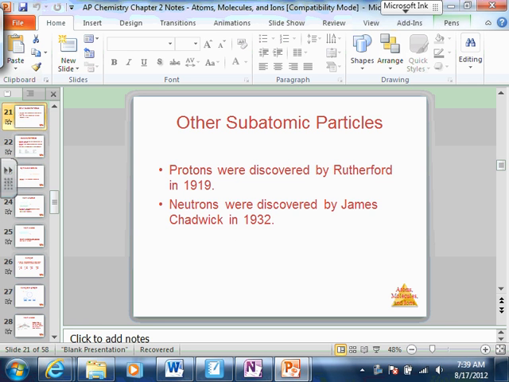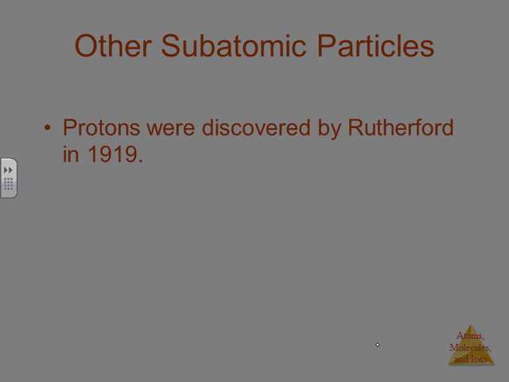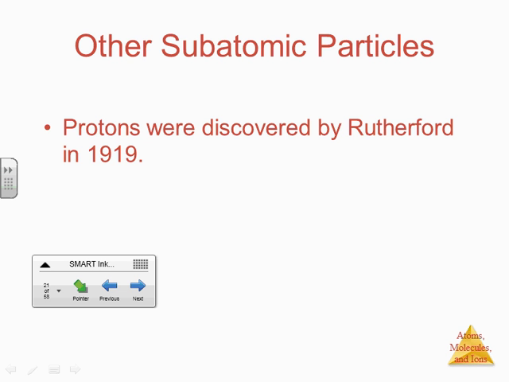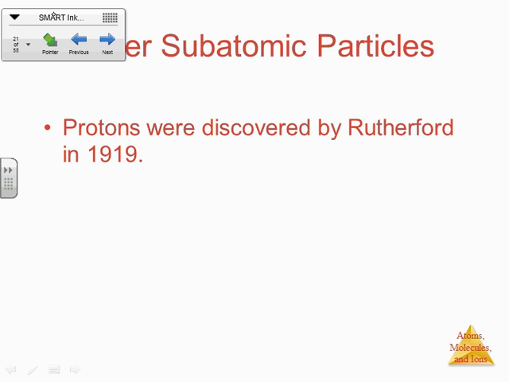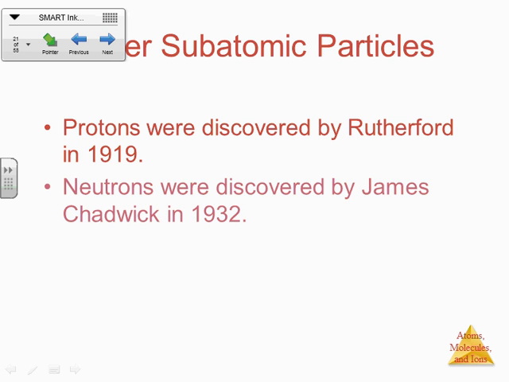There we go. Okay. So, as I was saying, protons got discovered by Rutherford. That's with the gold foil experiment. And then neutrons were discovered by Chadwick a few years later. Chadwick came along and realized there was something else in the nucleus besides just protons. And that's where the neutron was discovered.